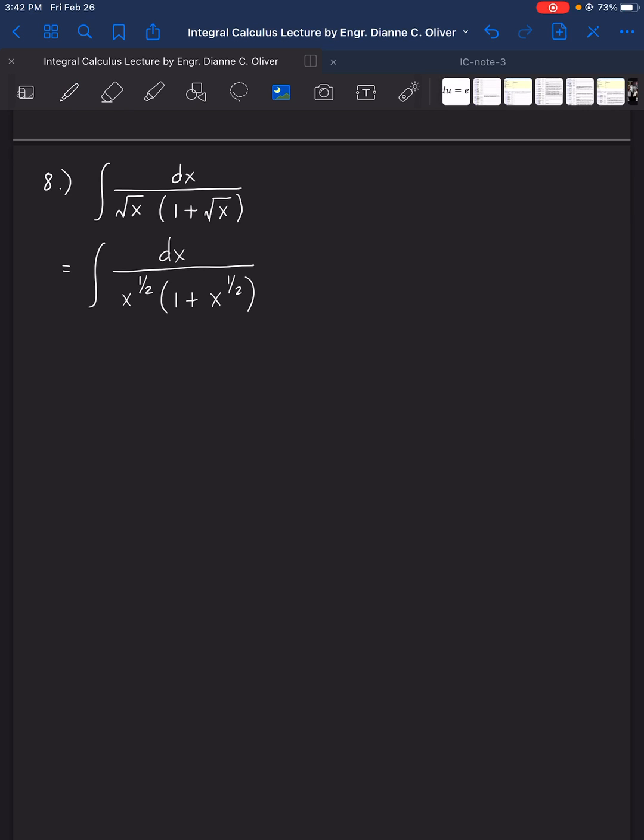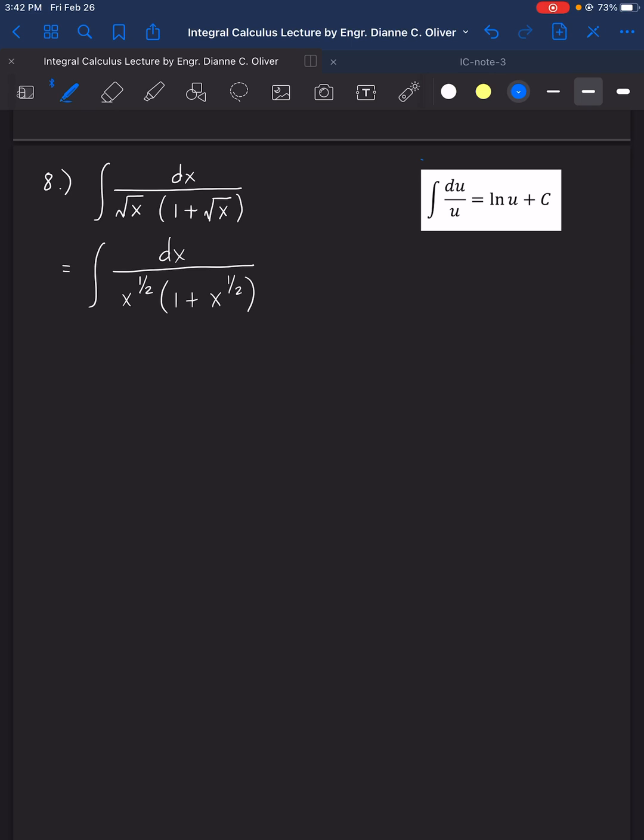Okay, then let's try to use the pattern for logarithm, du over u. So let u here equal to 1 plus x raised to 1 half. So let's try that. du is equal to 0 plus 1 half x raised to 1 half minus 1 dx. It is equal to x raised to negative 1 half over 2 dx. Or that is dx over 2x raised to 1 half.